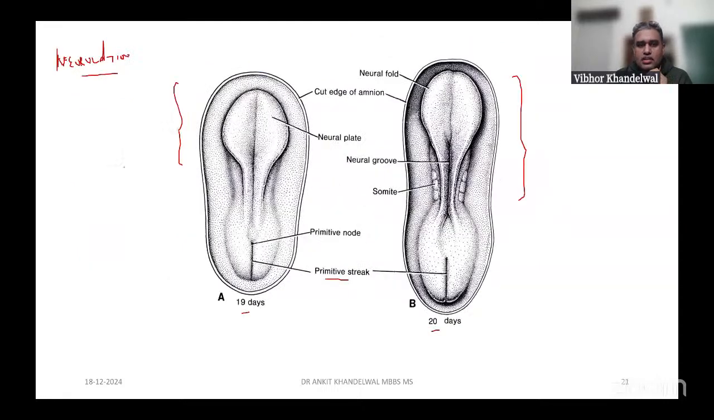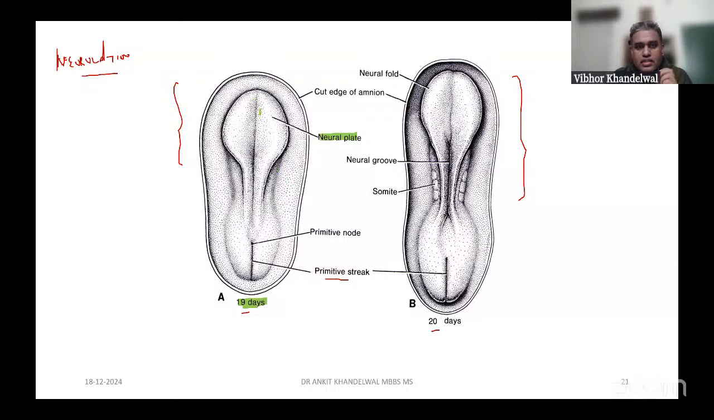Let me show you some images over here. Look at the images. This is which day? As below you can see, let me use a highlighter over here. This is day 19. Till day 21, we have the third week, okay, 7 into 3 is 21. So you can see the neural plate has started. That means the notochord has done its job.